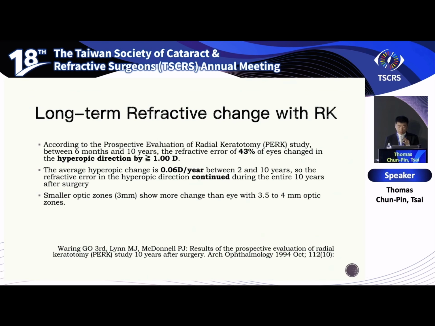According to the Prospective Evaluation of Radial Keratotomy study, between 6 months and 10 years, the refractive error of 43% of eyes changes in the hyperopic direction by more than 1 diopter. The average hyperopic change is 0.06 diopter per year between 2 and 10 years. So the refractive change in the hyperopic direction continues during the entire 10 years after surgery. Smaller optic zones, like 3 mm, show more hyperopic change than eyes with 3.5 to 4 mm optic zones.